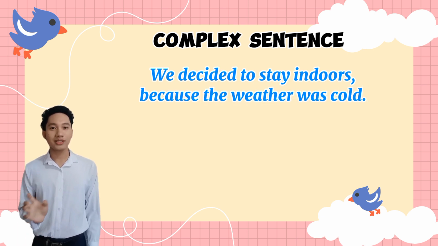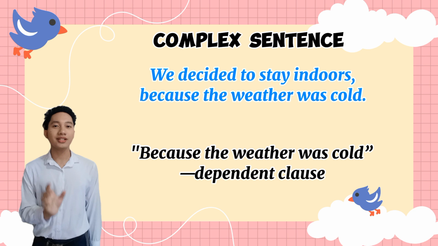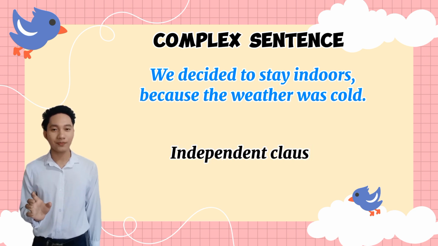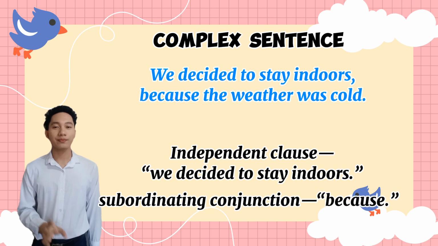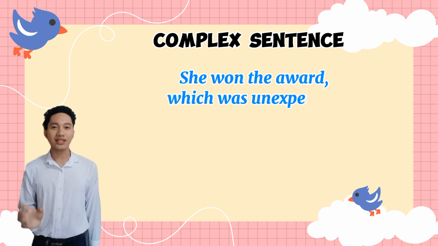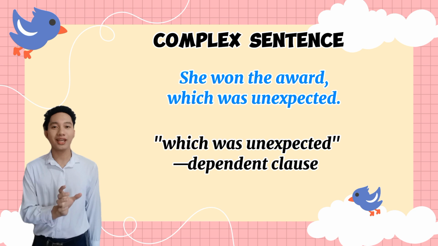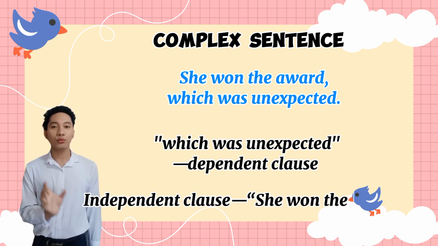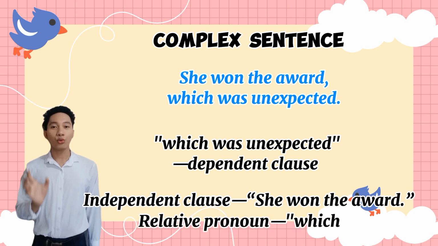So in the sentence, because the weather was cold is a dependent clause here, right? So that gives a reason for the action in the independent clause, we decided to stay indoors. The two clauses are joined by the subordinating conjunction because. Another example: She won the award, which was unexpected. In this sentence, which was unexpected is a dependent clause providing additional information again about the independent clause she won the award. It is connected by the relative pronoun which.